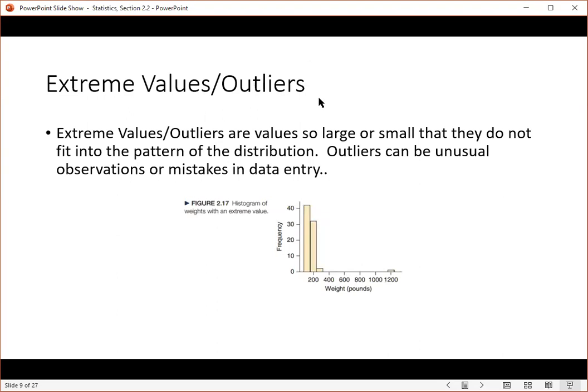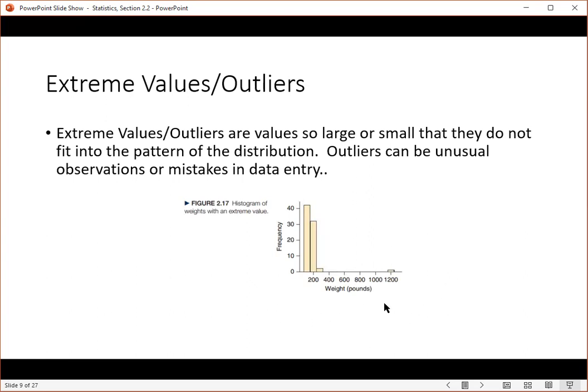Okay, next we're going to look at extreme values. Extreme values are values so large or small that they do not fit into the pattern of the distribution. Outliers can be unusual observations or sometimes even mistakes in data entry, like an extra period there.